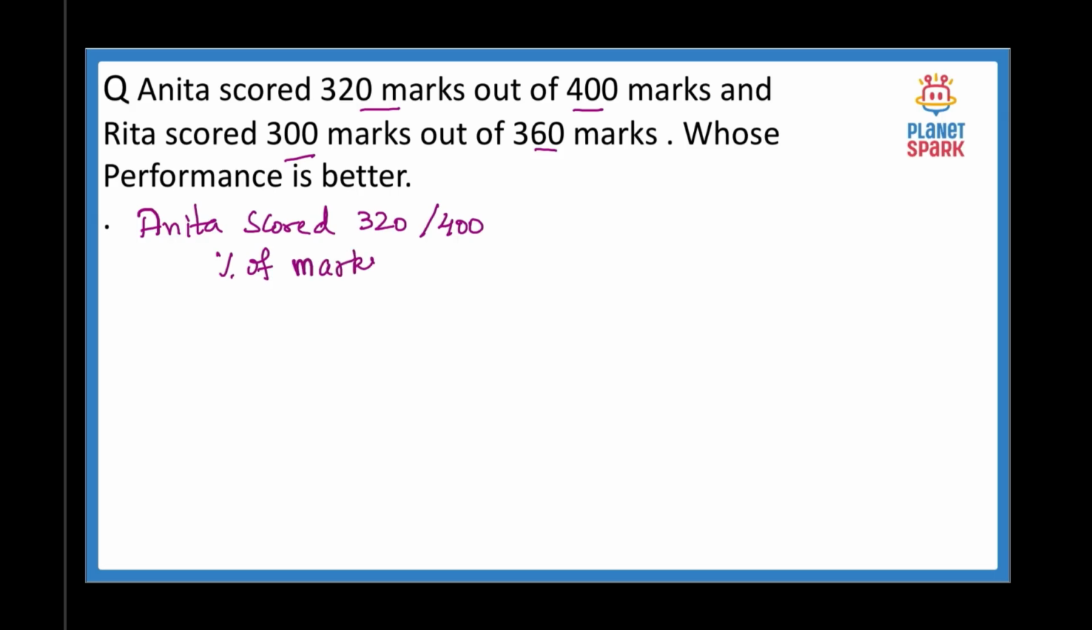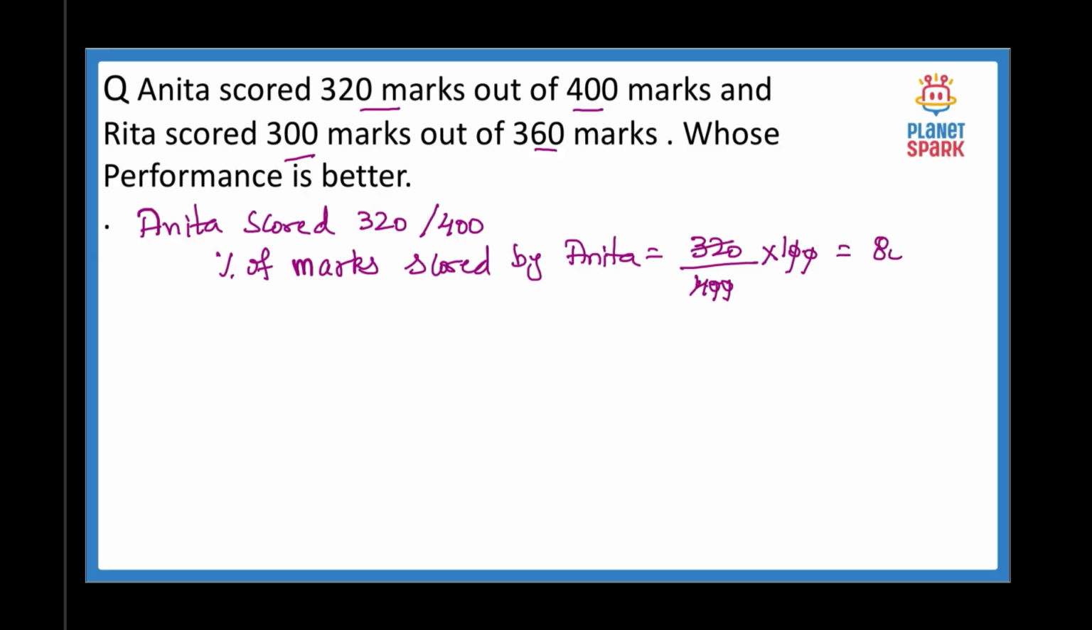Now 320 upon 400 is the fraction I have got for Anita's score. To convert it into percentage, remember to convert fraction to percentage, we multiply by 100. So 320 divided by 400 would be multiplied by 100. On simplifying, we can cancel the zeros. We are left with 320 divided by 4. 320 divided by 4 is 80%. So Anita has scored 80% marks.